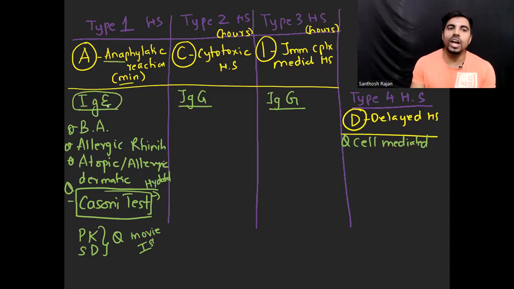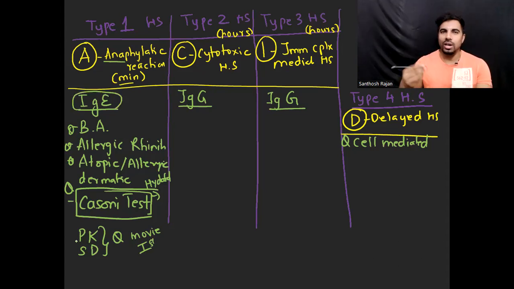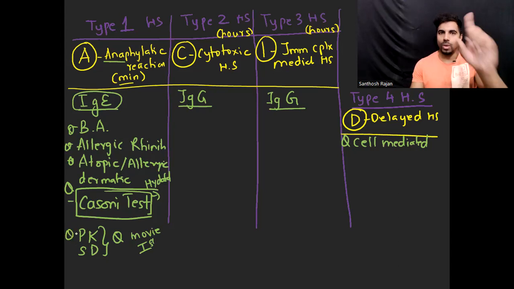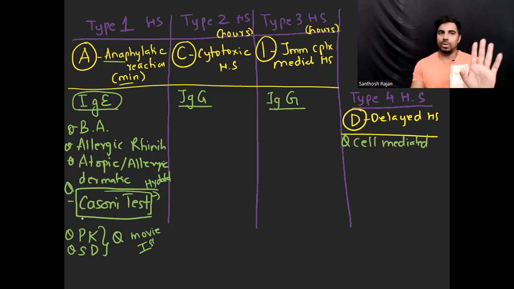These two are a type of immune reaction where IgE has an important role. In these allergic reactions, we are doing something like a drug reaction: you inject a drug and you check, like an experiment, and that is usually mediated by IgE. That is what is important. PK and SD are number one, and Casoni is number one. This you have to remember.